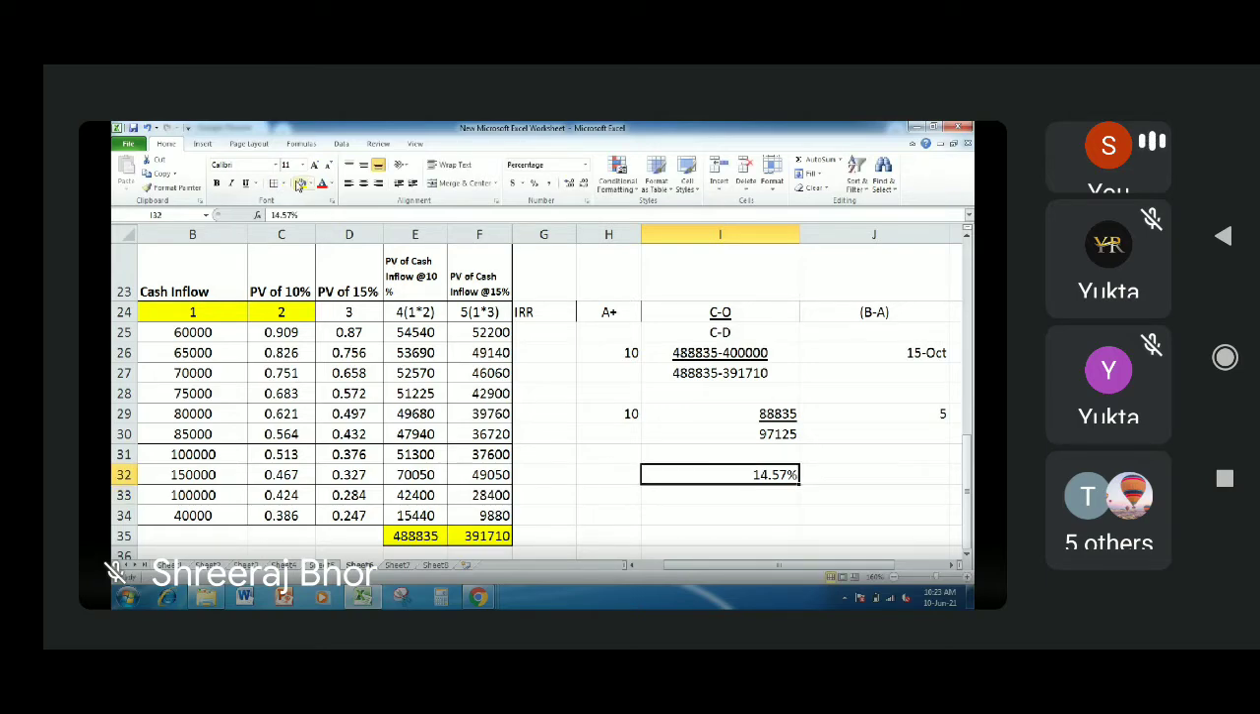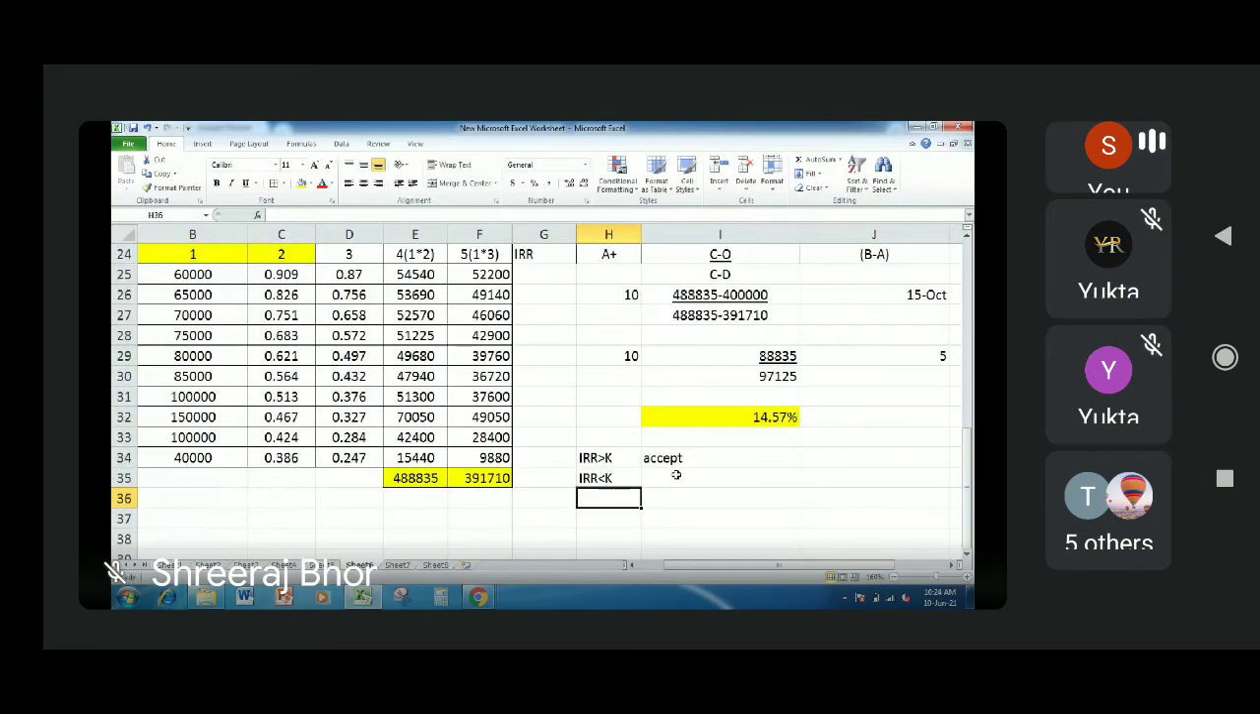Okay, so if this is our answer, 14.57%, in this case whether to select the project or not, for that purpose we must have one criterion. If IRR is higher than K, in that case we will accept that project. And if IRR is lower than K, K is the cost of capital or required rate of return, then we reject it.